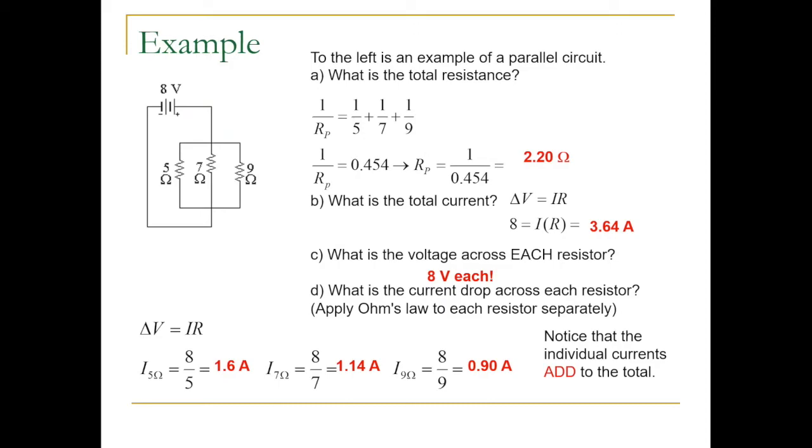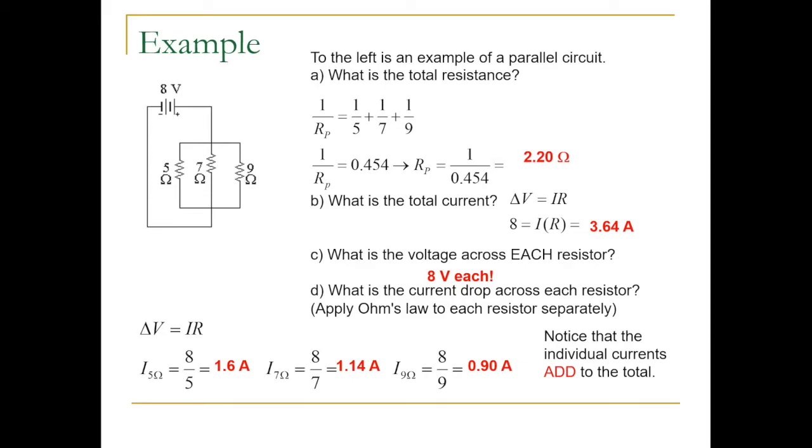So we see a diagram to the left and we see that we have these 3 resistors and they're all in parallel. And the question is, what is the total resistance of the system? So again, we use this inverse relationship. 1 over the parallel resistance is equal to 1 over 5 plus 1 over 7 plus 1 over 9. Well, when we do the sum of those fractions, we get the value of 0.454. When we invert that value, or 1 over the answer, what we end up with is 2.20 ohms.